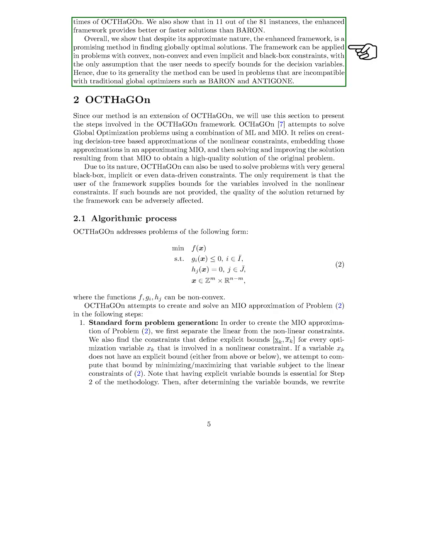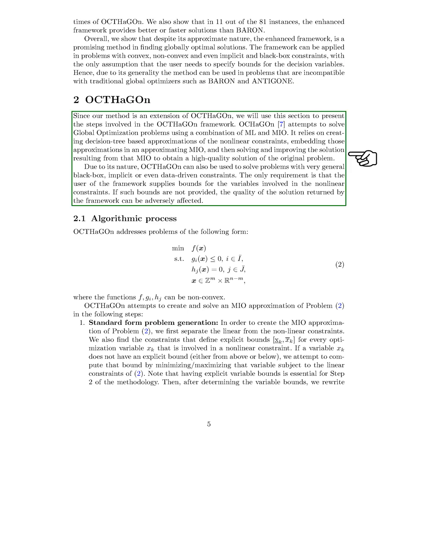We've tested our framework on a variety of global optimization instances, and our results show that our enhancements improve the optimality gaps or solution times of OCTHaGOn in most cases. We've also found that our enhanced framework provides better or faster solutions than Baron in many instances. Despite its approximate nature, our enhanced framework is a promising method for finding globally optimal solutions. It can be applied to problems with convex, non-convex, and even implicit and black box constraints, with the only requirement being that the user needs to specify bounds for the decision variables. This makes our method suitable for problems that are incompatible with traditional global optimizers like Baron and Antigone.